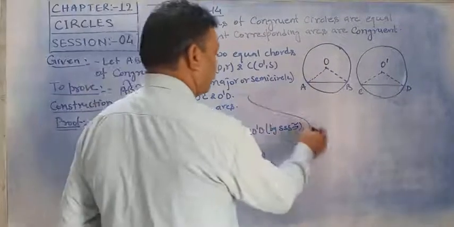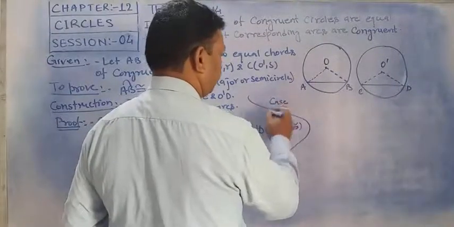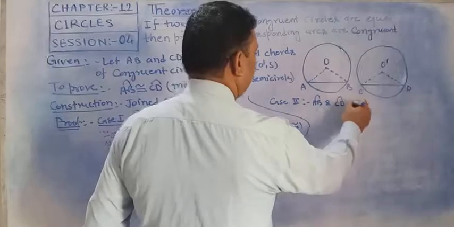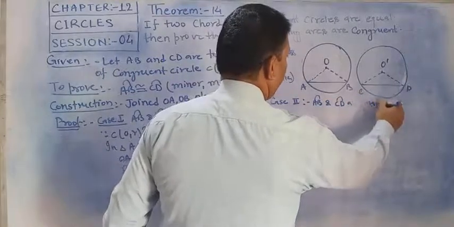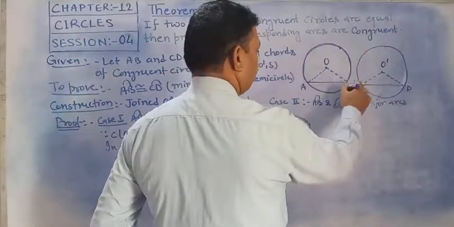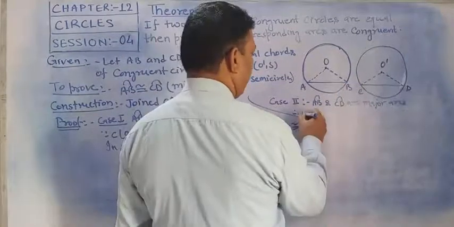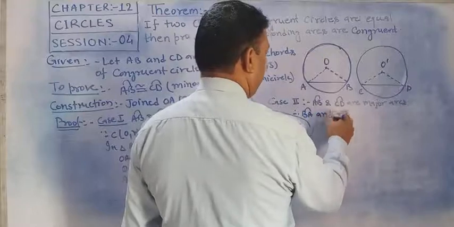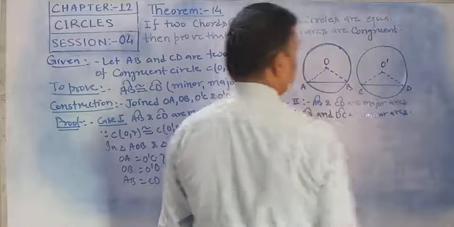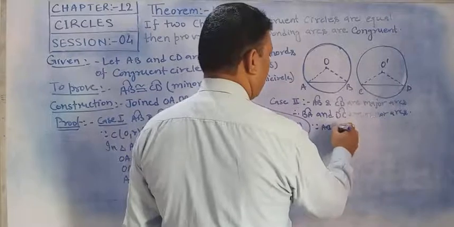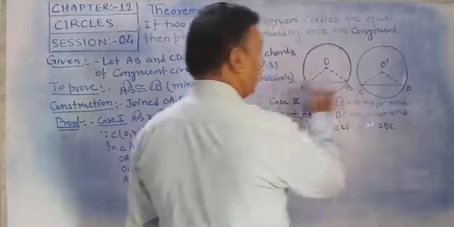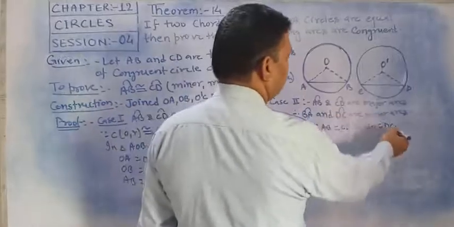Now case 2: if AB and CD are major arcs. Suppose that it is a major arc, so we can say this BA will be the minor arc. So therefore we can write this BA and DC are minor arcs. Now since this AB equal to CD, this implies that we can write BA equal to DC because this is the line segment. So BA and DC are minor arcs, and BA equal to DC.